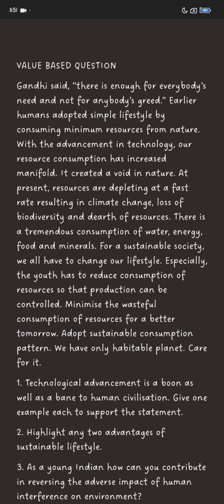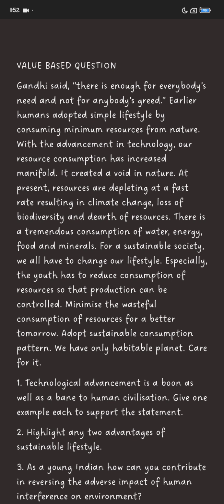At present, resources are depleting at a fast rate, resulting in climate change, loss of biodiversity, and dearth of resources. There is a tremendous consumption of water, energy, food, and minerals. For a sustainable society, we all have to change our lifestyle. Especially, the youth has to reduce consumption of resources so that production can be controlled.